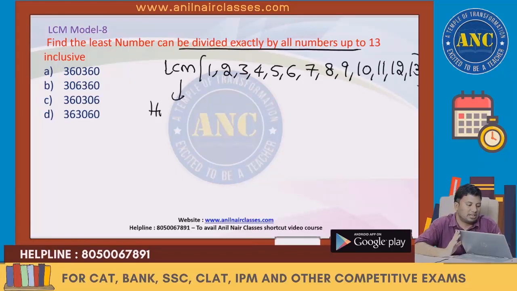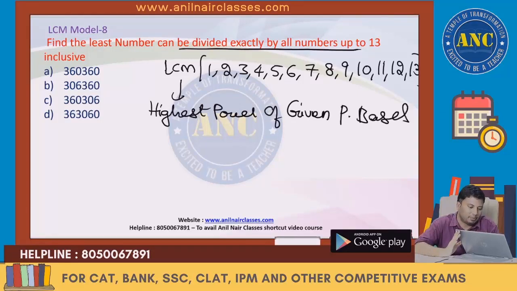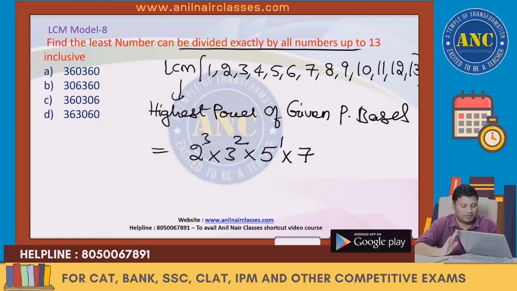LCM always takes the highest power of the given prime bases. What is the highest power of 2 till 13? 2 cube. Highest power of 3, 3 square. Highest power of 5, 5 power 1. Highest power of 7, 7 power 1. 11 power 1, 13 power 1.